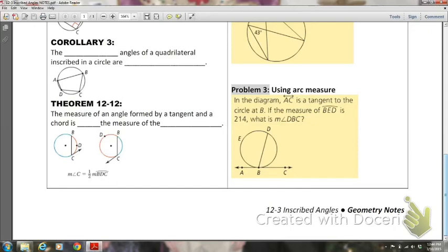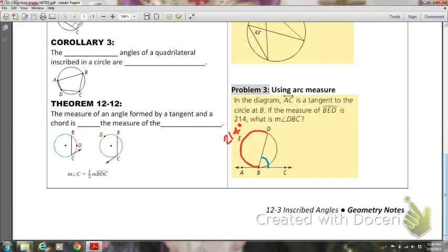The last problem is using an arc measurement. In the diagram, it says that AC is a tangent to the circle at point B. If the measure of arc BED is 214, this arc over here is 214, then what is the measure of angle DBC? So it wants the measure of this angle over on the other side.